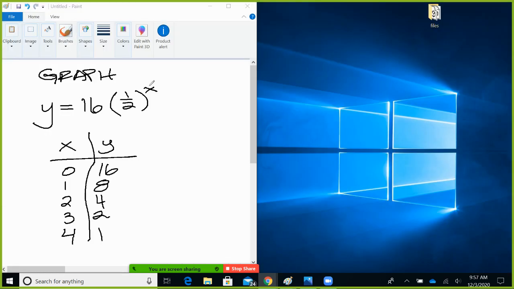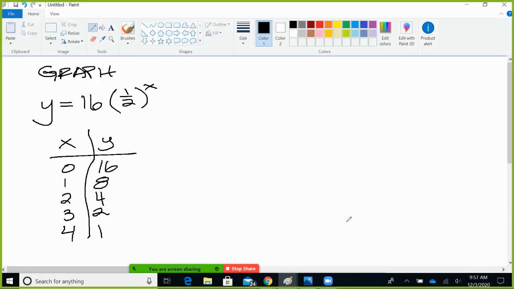Any questions on how to graph these exponential functions? All right, hit me. What's one of them, Canyon?